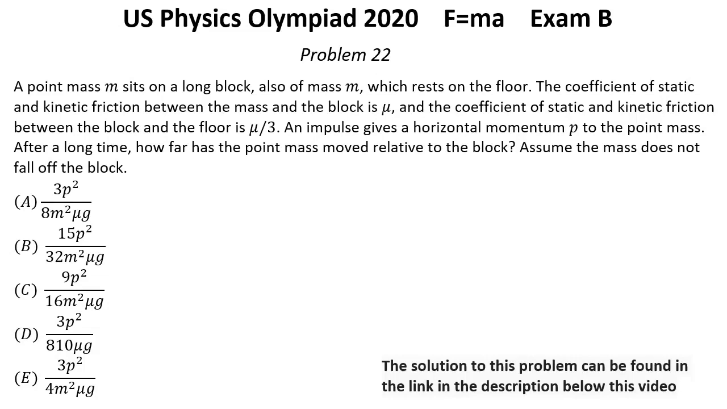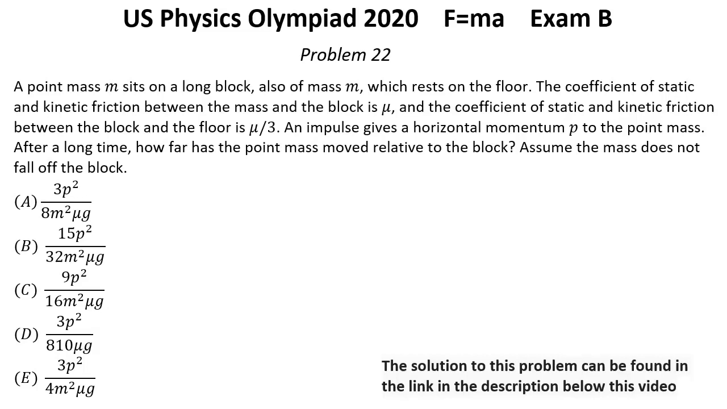Problem number 22. A point mass m sits on a long block, also of mass m, which rests on the floor. The coefficient of static and kinetic friction between the mass and the block is mu, and the coefficient of static and kinetic friction between the block and the floor is mu over 3.